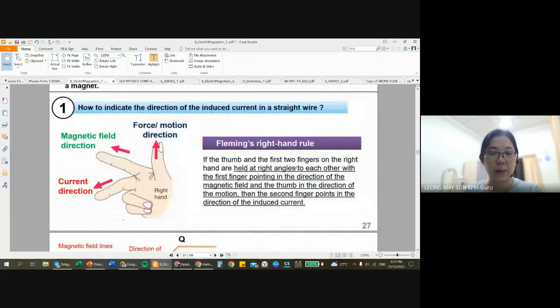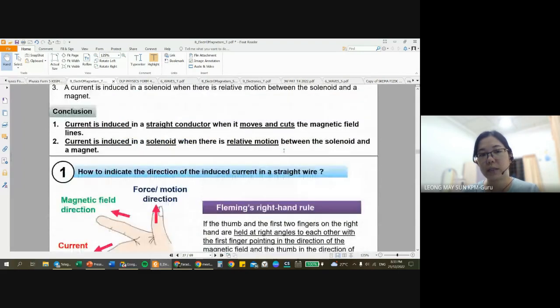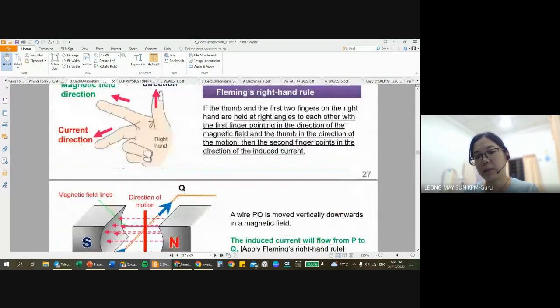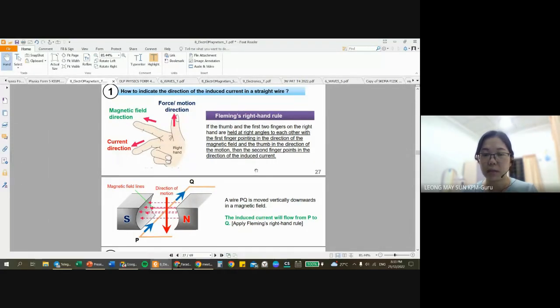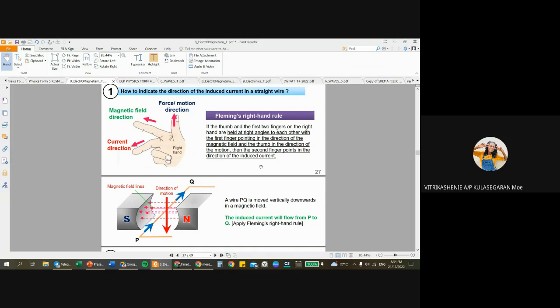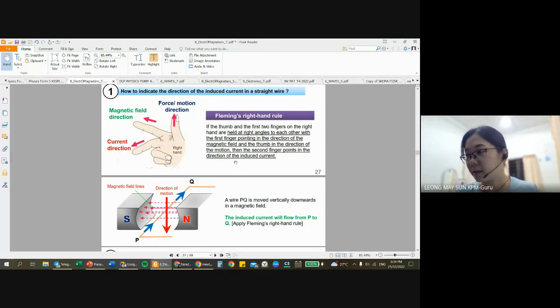So I use the Fleming right hand rule to teach you guys. Do you guys still need me to talk about this portion? Yes, no? Do you still need me to discuss regarding this? I discussed it just now already. Still need me to explain regarding this part? No need, teacher. No need. What about the rest? Rest okay?